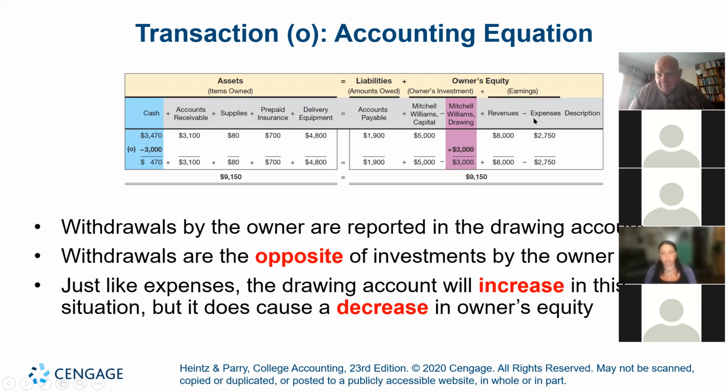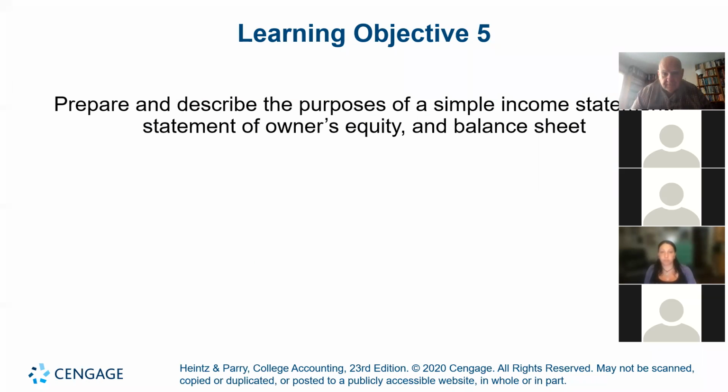Another way to say it is capital plus net income minus drawing is your new balance. Withdrawals by the owner are reported in that drawing account. It's the opposite of the investment. Think of it that way. Remember our very first transaction, he put 5,000 in the business. We increased cash, we increased equity. Now he's pulling out 3,000, which has the opposite effect. The drawing account will increase, but it causes a decrease in the overall equity.